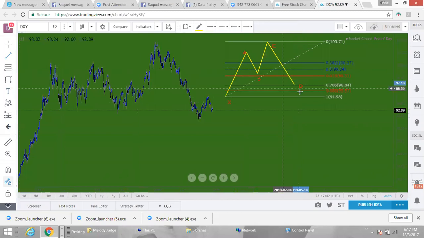And here would complete our bullish Cypher pattern. Do I have any questions before we try to find some in the market?